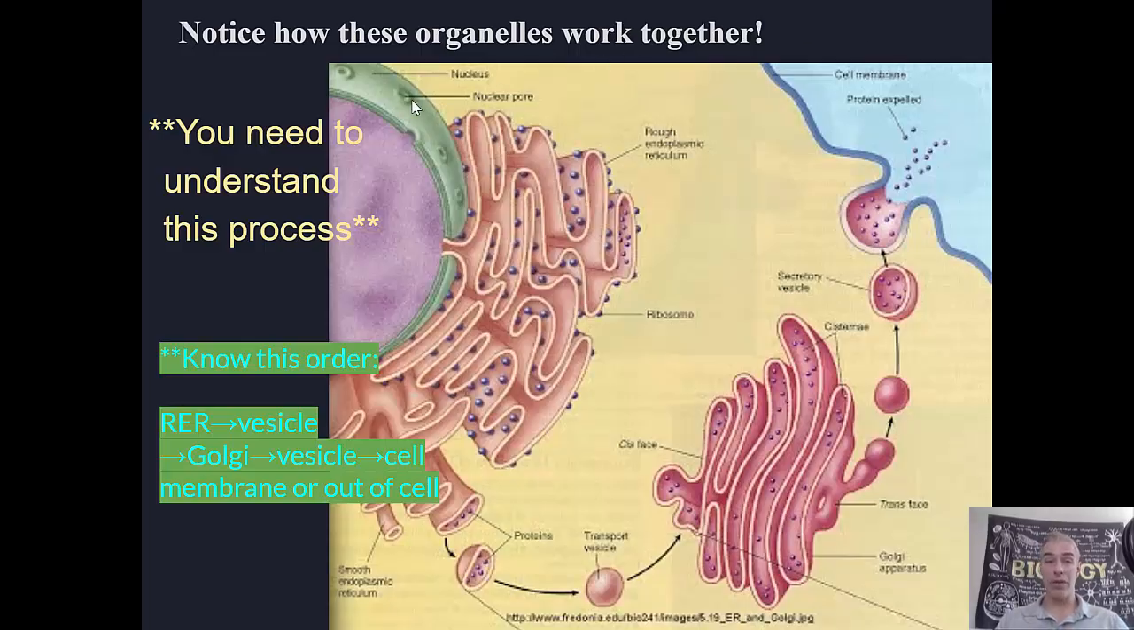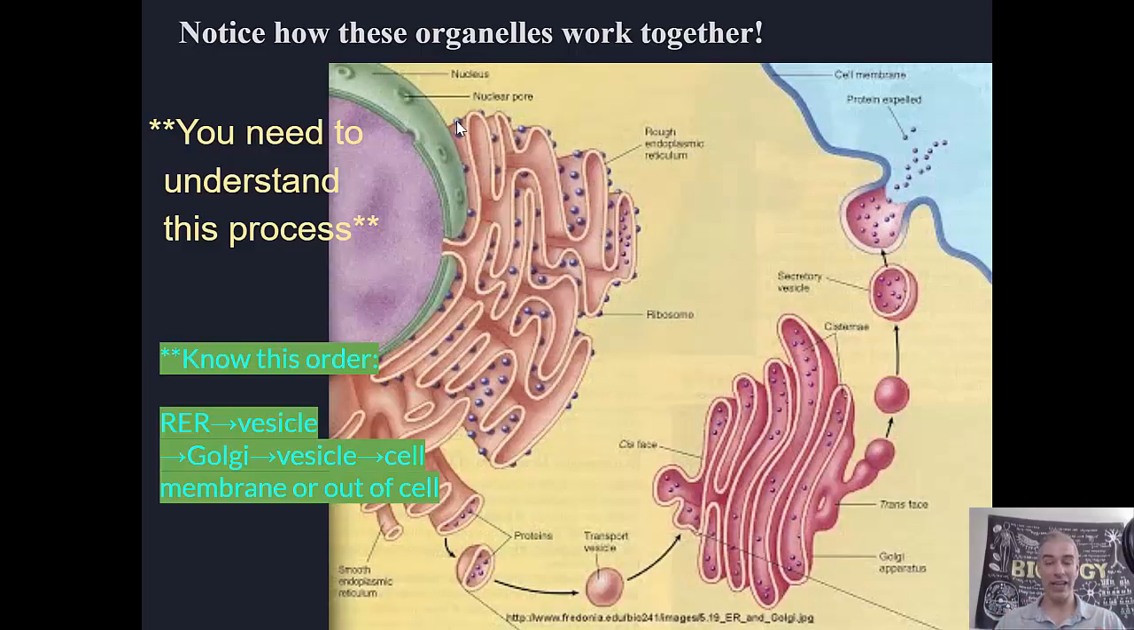The mRNA itself, which is not protein yet, it's just the message for making protein, will start in the nucleus, it'll leave the nucleus, then go to the ribosome, and the ribosome will attach to the rough ER. Then the protein gets spit into the rough ER, vesicle, Golgi, vesicle, out. Okay, so you need to know that.